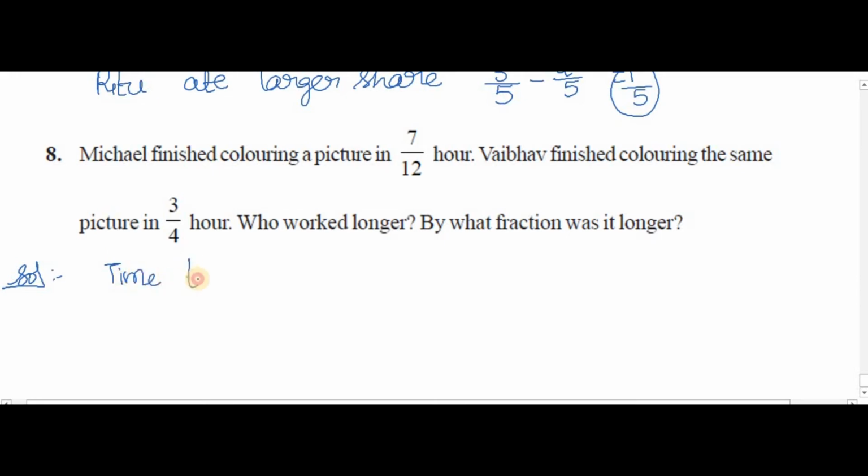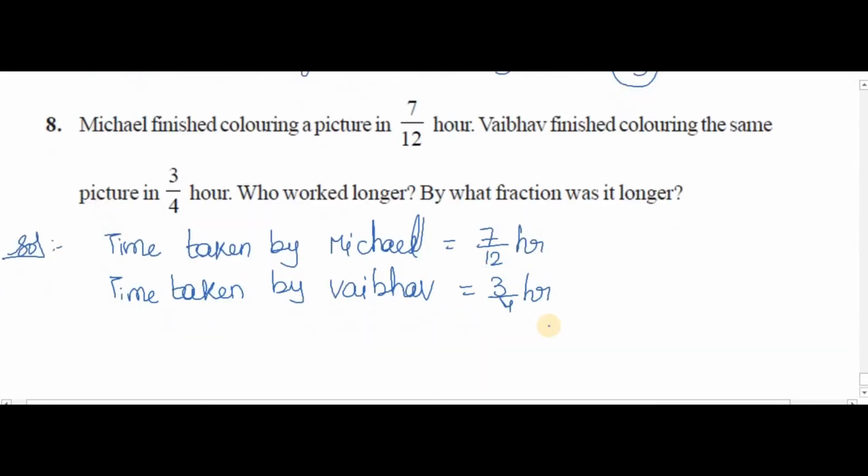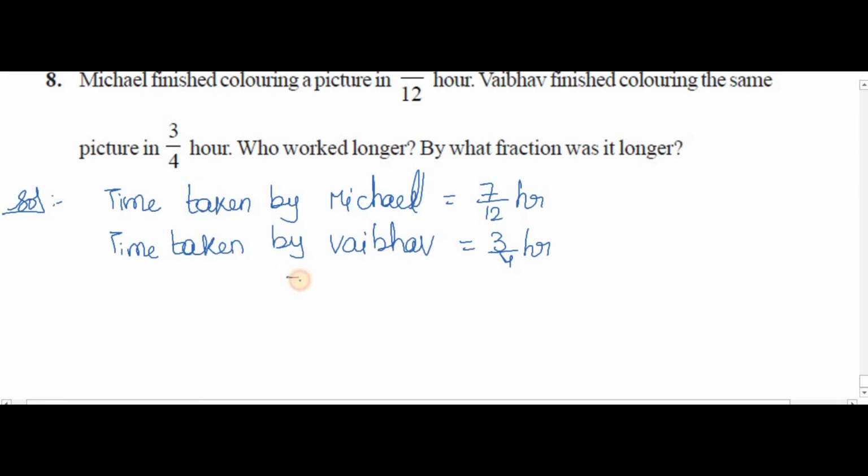Time taken by Michael is equal to 7 by 12th of an hour. Time taken by Vaibhav is equal to 3/4 of an hour. So who took more time we will see now. 3 by 4 or box 7 by 12, because we don't know which is bigger one. My denominators are different, so I'll go for LCM.